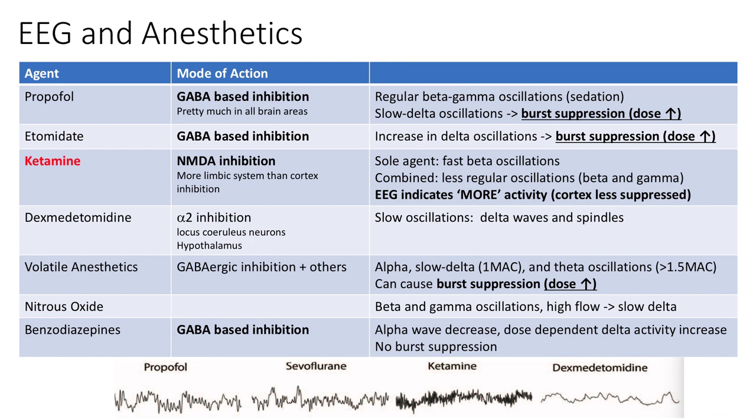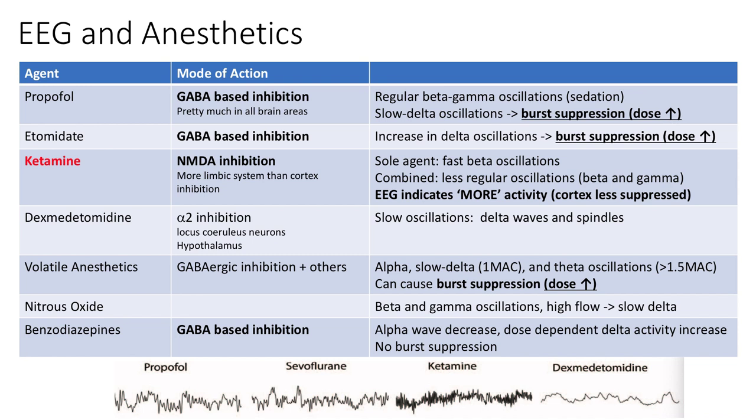So the EEG pattern you correlate with propofol is regular beta-gamma oscillations at the sedation level, and as you deepen your propofol dose, your propofol-based anesthesia, there are more slow delta oscillations down to burst suppression, and that is dose dependent. But propofol can induce burst suppression.